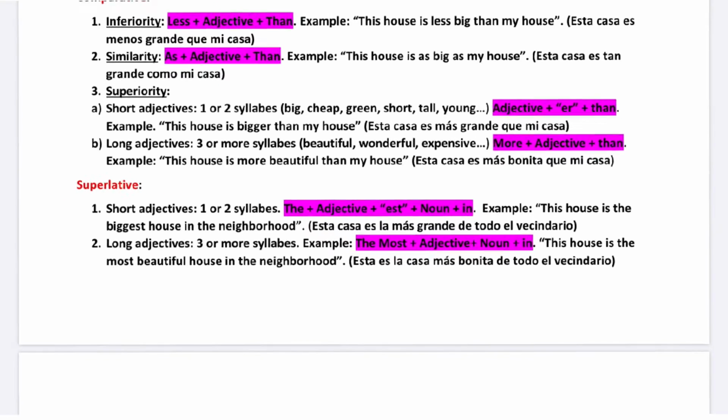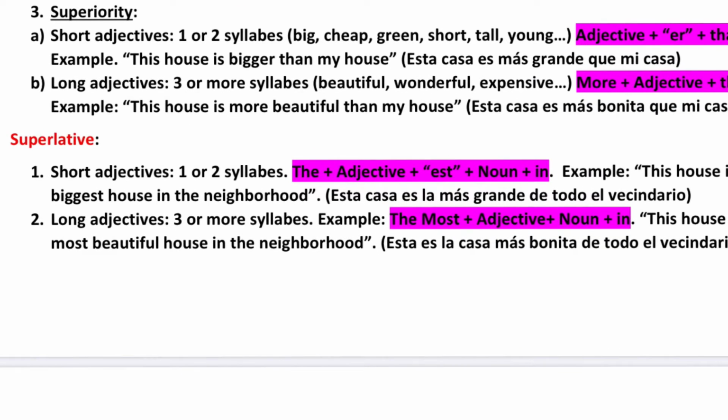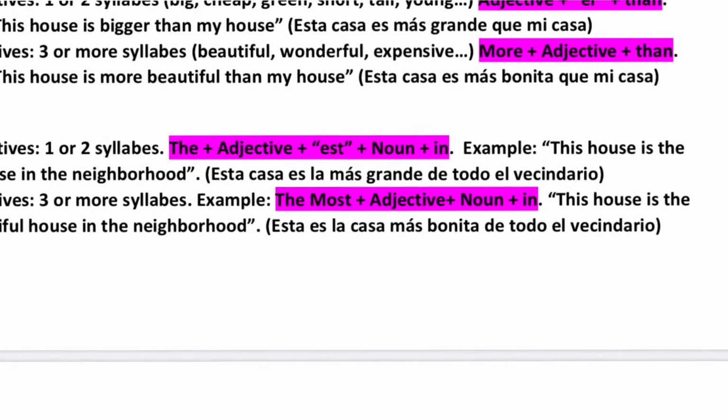And finally we have the superlative, el tercer grado del adjetivo. El superlativo es el grado máximo del adjetivo. Here, we also have to bear in mind these two types of adjectives, the short adjectives and the long adjectives. For the short adjectives, again, one or two syllables, igual, la misma distinción, adjetivos cortos de una o dos sílabas. The structure is the plus adjective plus est plus noun plus in.